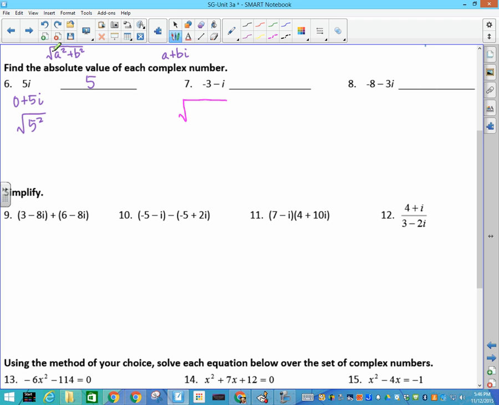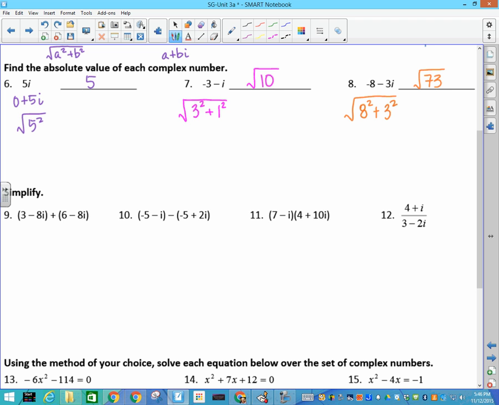Now, the other thing that I've asked you to do is when you have a negative, I want you to ignore it because whenever you square it, it's going to be positive anyway, and the negative doesn't matter. Negative has no bearing on our absolute value. So this is going to be 3 squared. The coefficient of i is 1, so 3 squared plus 1 squared. This is 9 plus 1, which is the square root of 10. And then we have another one. Again, ignore your negative sign. So this is 8 squared plus 3 squared, and that's 64 plus 9, which is the square root of 73.